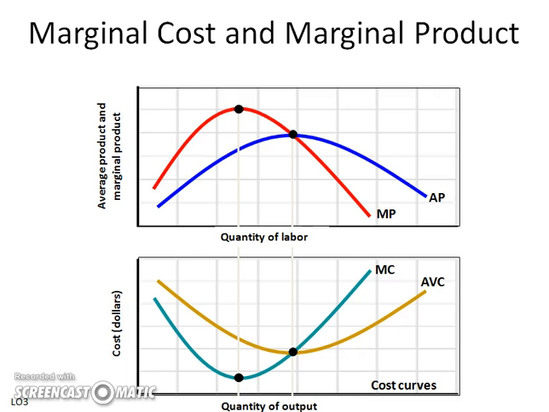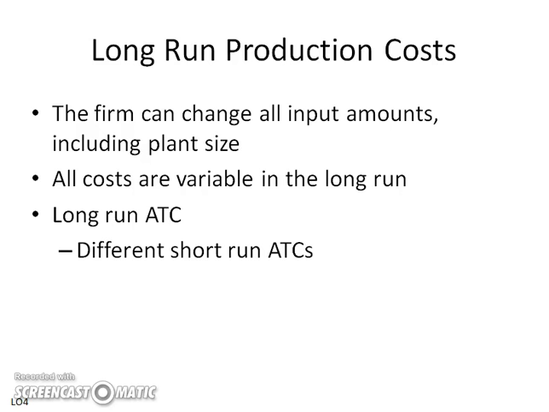The marginal cost curve and the average variable cost curve are mirror images of the marginal product and average product curves. Assuming that labor is the only variable input and that its price, the wage rate, is constant, then when marginal product is rising, marginal cost is falling, and when marginal product is falling, marginal cost is rising. Under the same assumptions, when average product is rising, average variable cost is falling, and when average product is falling, average variable cost is rising.